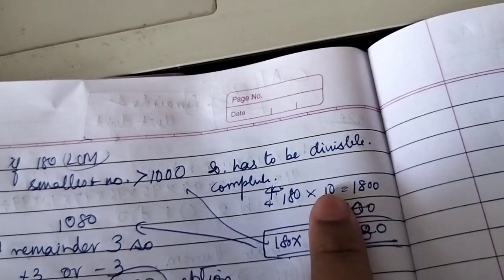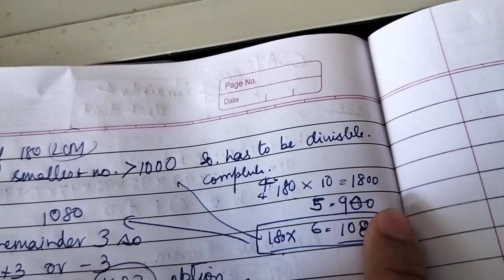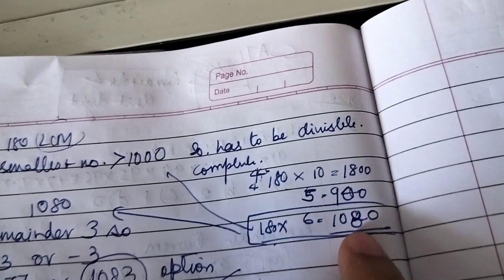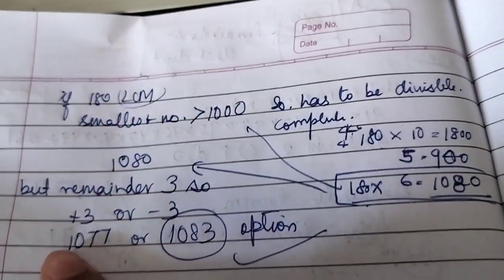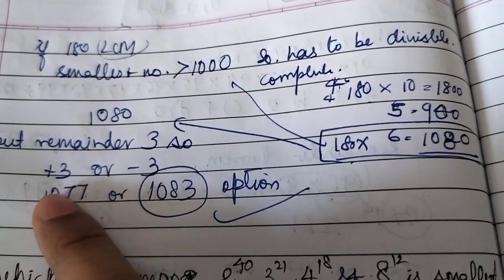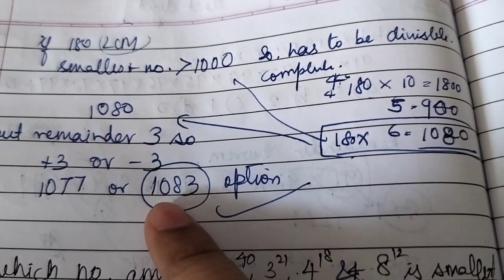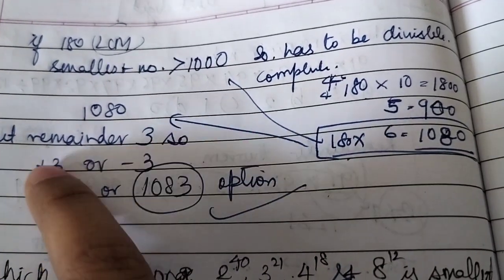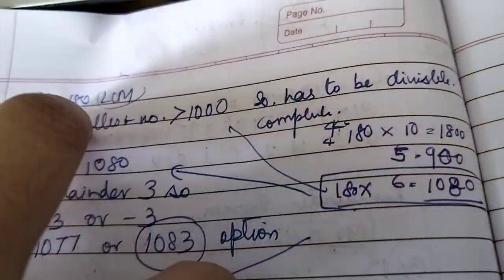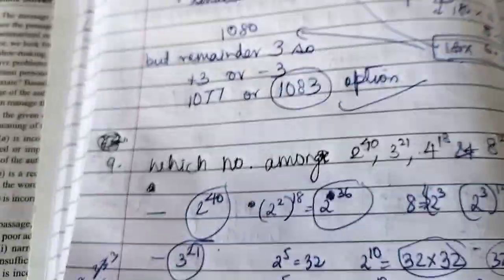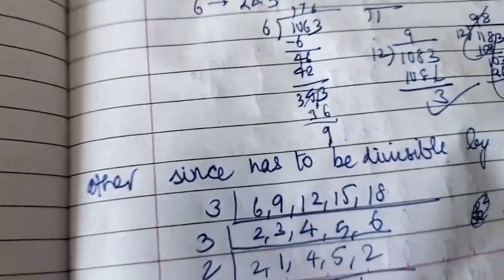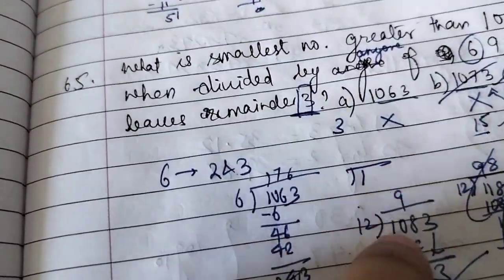And for 180's multiple I tried with 10, obviously, which is 1800, which is a lot, and then I tried with 5, which is 900, then 6, it came out to 1080, which is a small number, right? Now for this small number you have to do +-3, and I got 1077, and okay, no, this is for -3, this is for +3, my bad. And 1083 was in the option, so that is how I got the answer. And this is definitely a better method, and this is what we should do, not what I did earlier.